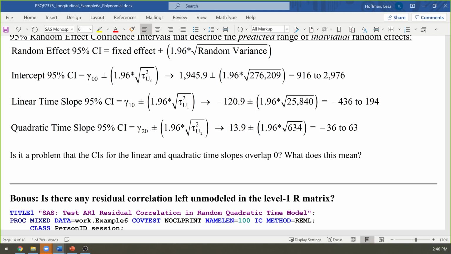So question to you. How do you know if this is good enough? Because I could add cubic time, right? I've got 6 occasions, so I could add up to time to the 5th power as a fixed effect and time to the 4th power as a random effect if I wanted to.